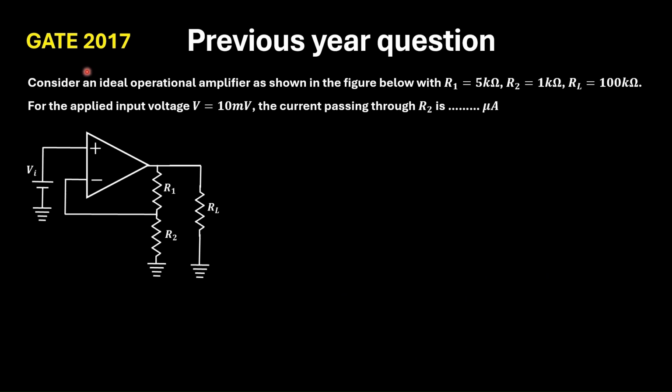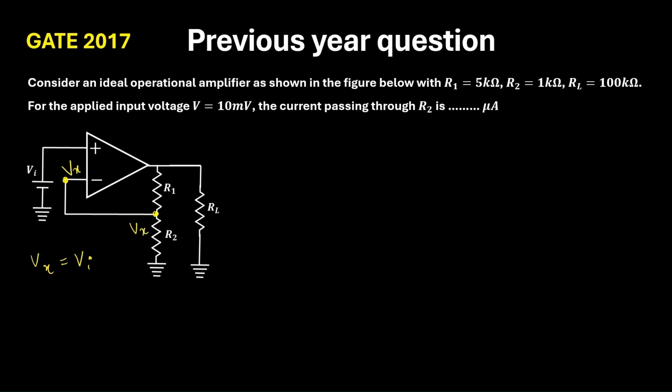Now this question was asked in GATE 2017. We are given an op-amp circuit and they have given the values of R1, R2, RL. The input is 10 millivolt and we are told to find the current passing through R2. Now, the first thing, suppose the voltage here is Vx. By using the golden rule, we can write Vx is equal to V in. And the same voltage will also be at this node.